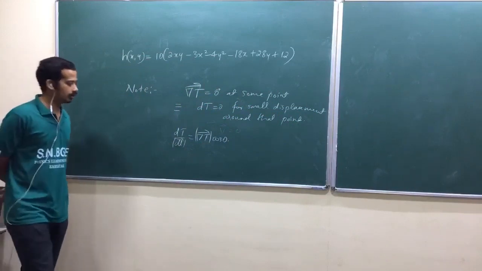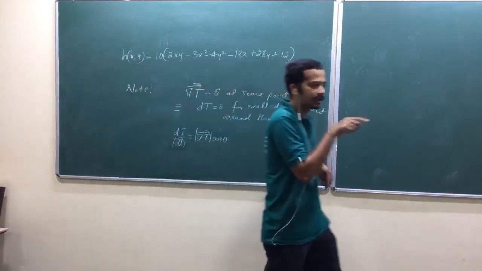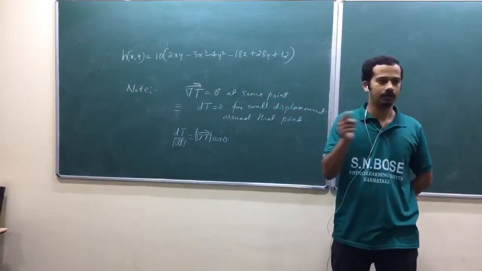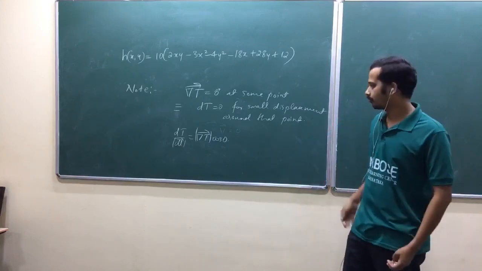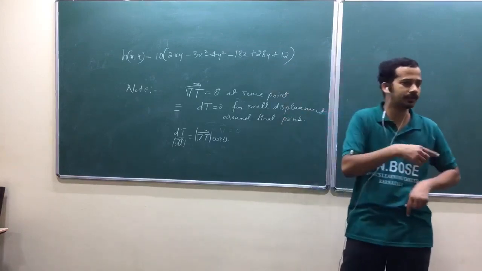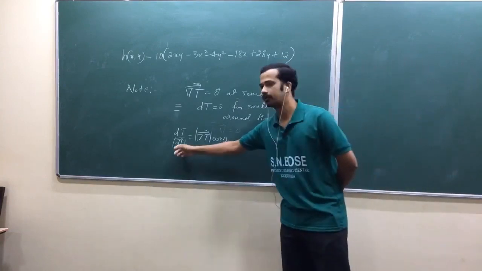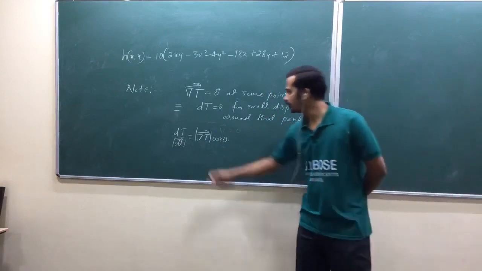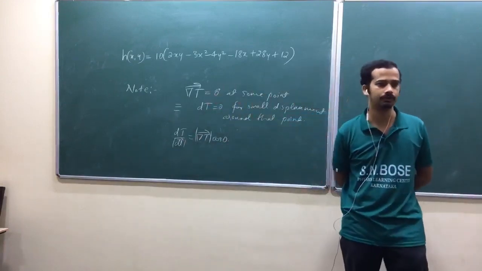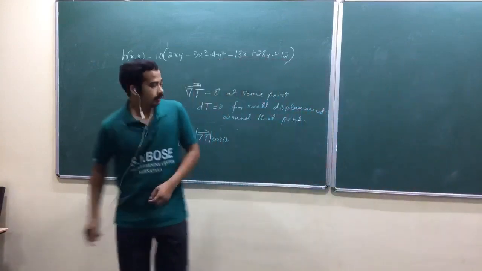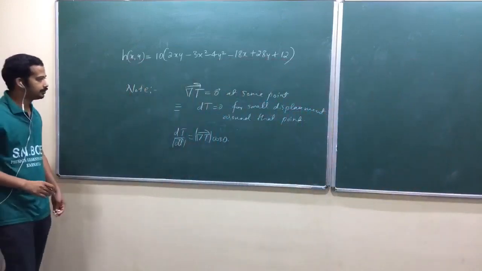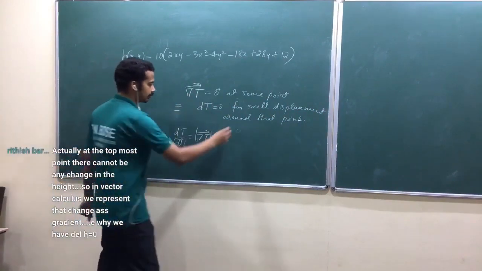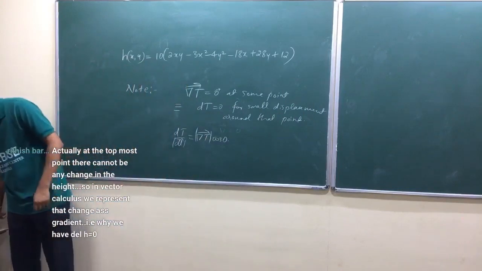Now the situation is you can displace in any direction. In single variable calculus, we have only two ways. But from the top of the hill, you can displace in any direction. So that's why this dl vector can point in any direction at the top of the hill. So change in dT is equal to 0, since del T is equal to 0. So you better write one sentence.